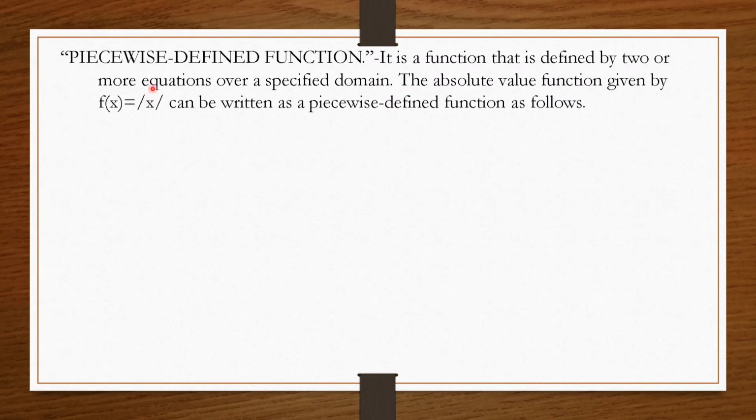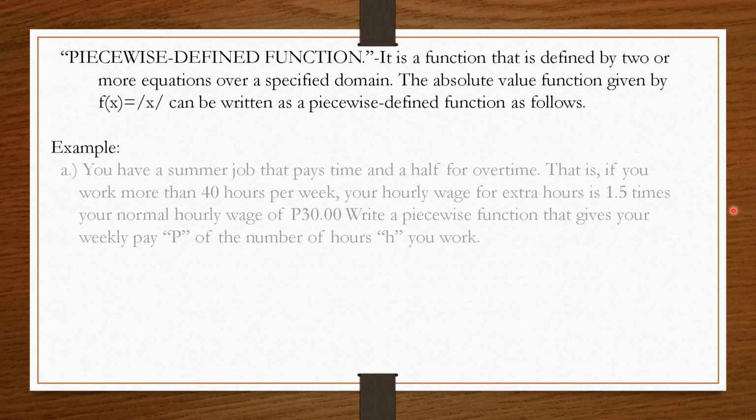Now for a piecewise defined function. It is a function that is defined by two or more equations over a specified domain. The absolute value function given by f of x equals the absolute value of x can be written as a piecewise defined function as follows. Here we have some examples.